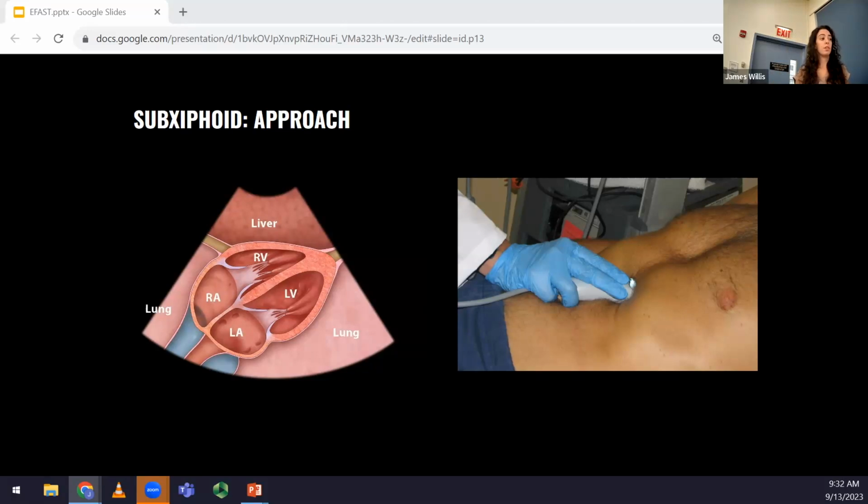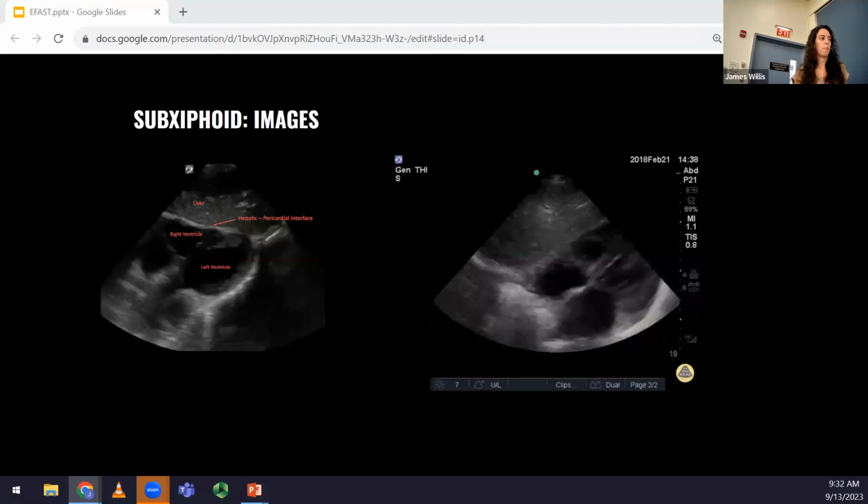Things that are going to make this view difficult: pain, especially if they have a severe intra-abdominal injury, abdominal distension, and bowel gas are all things that can make this a really difficult view to get. If you are trying and are unable, or the patient is unable to tolerate this exam, you can use a parasternal long view to look for pericardial effusion instead. Because you're getting the inferior part of the heart, the subxiphoid is the most sensitive for pericardial effusion, but you have to work with what you have.